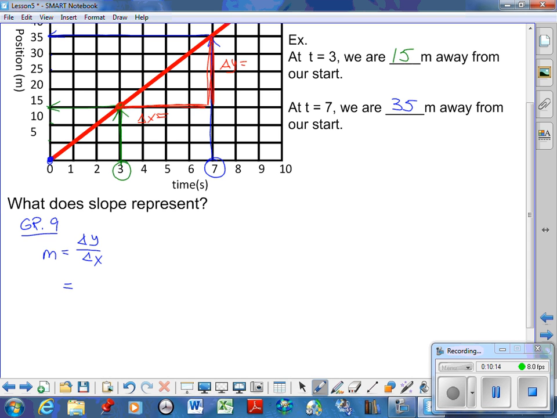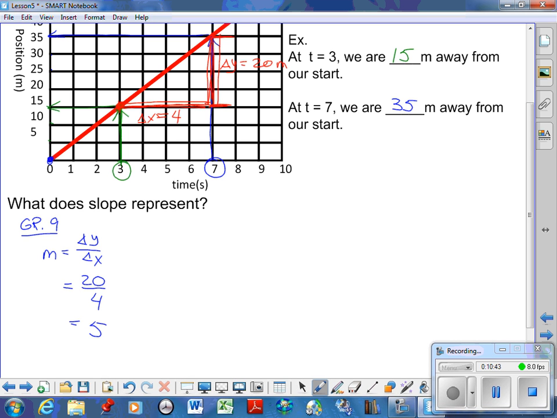So my delta y would be the distance from here to here, so it's that vertical distance. So it goes from 15 to 35. So that would give me 20. And I'm going to record the units, meters. Delta x goes from here to here, so from 3 to 7 seconds, so it would be 4. So I can fill in the information below, and in grade 9, you would tell me that the slope is 20 over 4, the slope is 5.